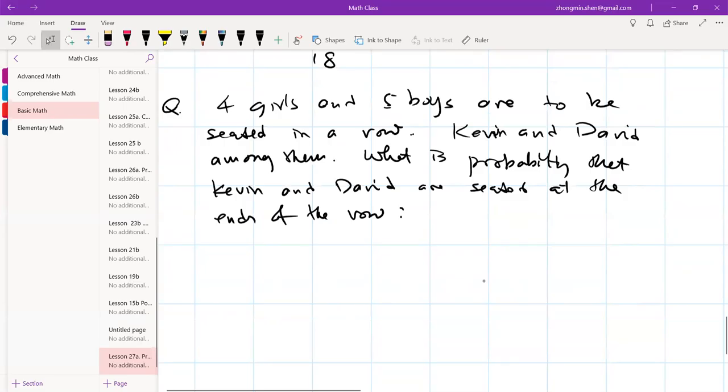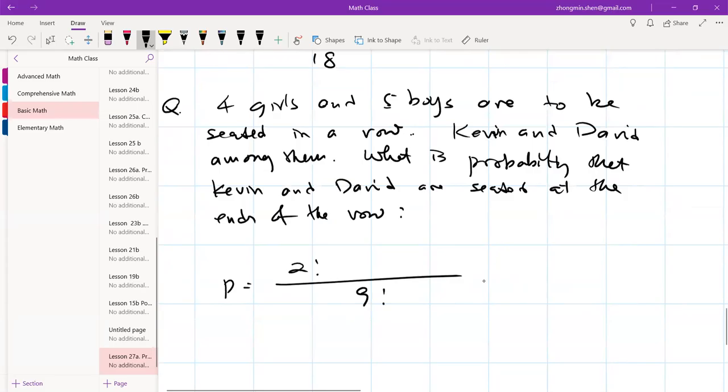Step one, right? The probability, the denominator is still 9 factorial. But you have to make sure Kevin and David sit first. There are 2 seats there for 2 students to choose, Kevin and David. So there will be 2 factorial choices.